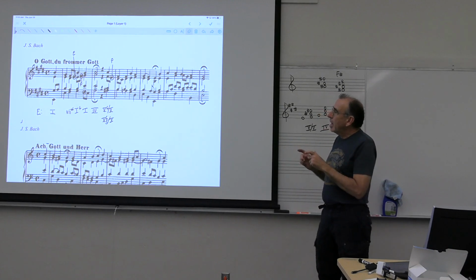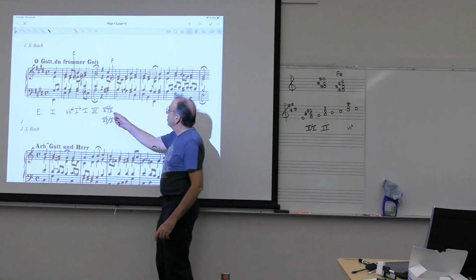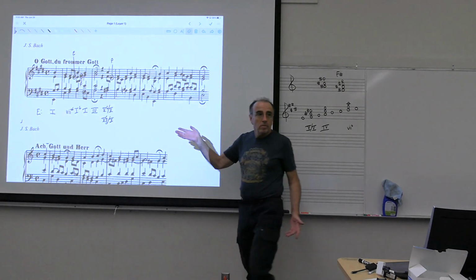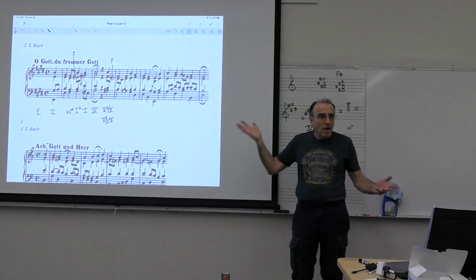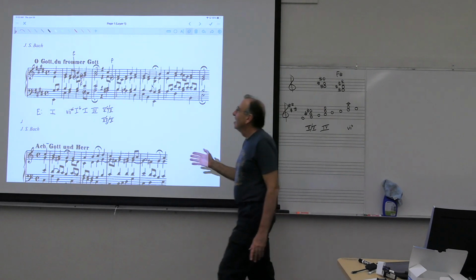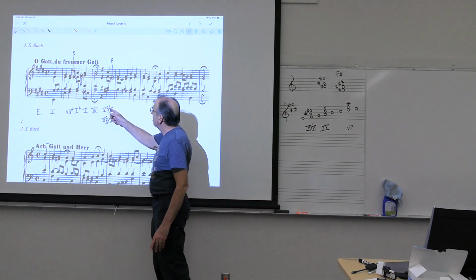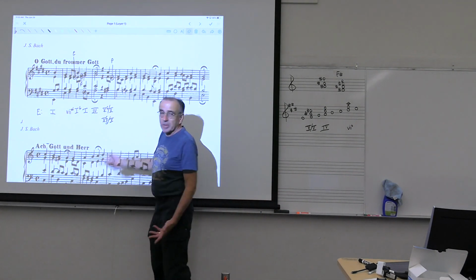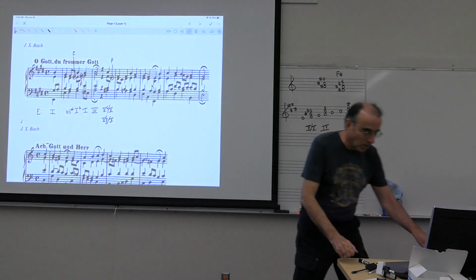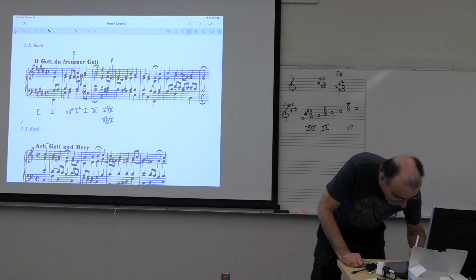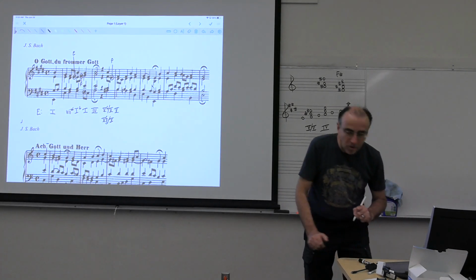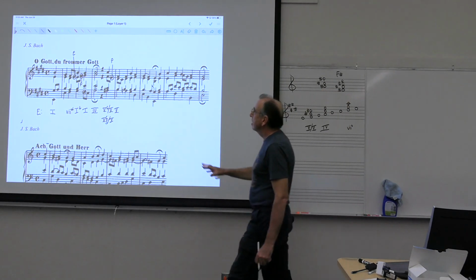Okay, and then we would expect V6/5 of V to resolve to what? I. No, V. Because we're doing the dominant of the dominant, so the next chord we would get would be the dominant. Don't shortcut it. So the next chord here is V. And then I just want to go a little bit further because it kind of goes back to our review of harmony.